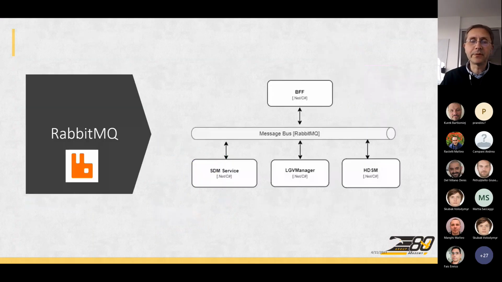Okay, so we covered the top layer, we covered the middle layer, the BFF. Now we are going to spend a few slides on an important component of the system that is a third-party component, that is the message bus RabbitMQ. As you can see, RabbitMQ connects all the BFF APIs one with another, and it connects the backend services such as the SDM, LGV Manager, and HDSM. So it's really a communication backbone.